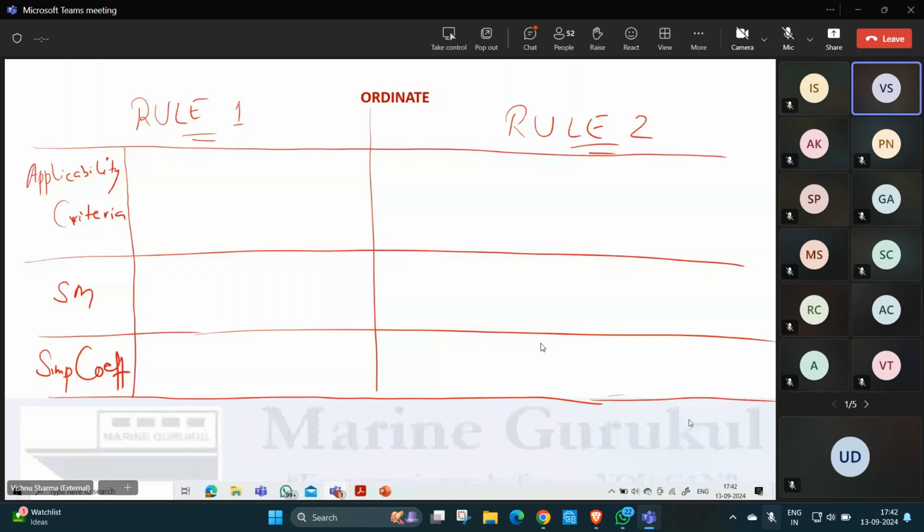Let me just do it here right away. Why are you not able to do the levers? Let me just go back one page. If you have the question, don't worry about the question. Let me just explain to you.